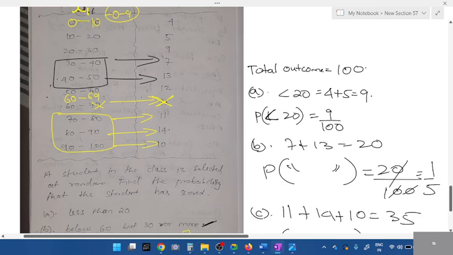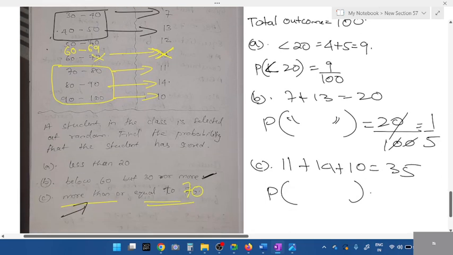So there's nothing to get confused. 11 plus 14, 35. The probability is equal to 35 divided by 100. 5 sevens are 35, 5 twenties are 100, so 7 by 20. Look how simple the answer is. The calculation part is very simple, but you should understand these logics.